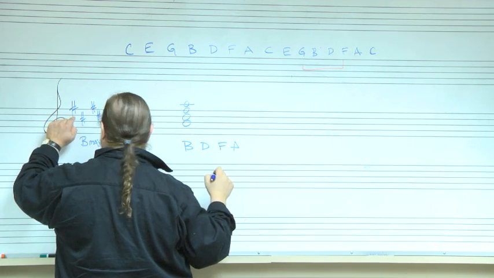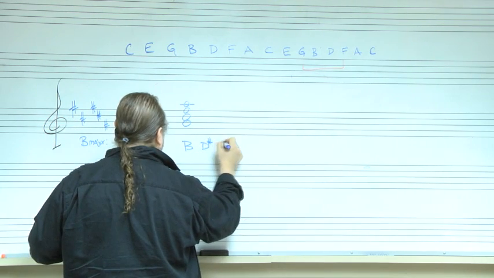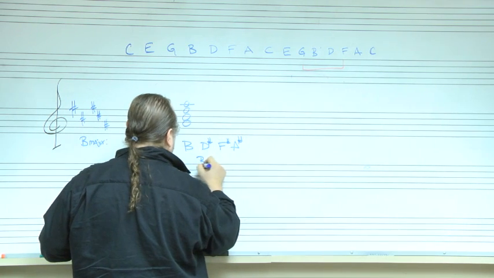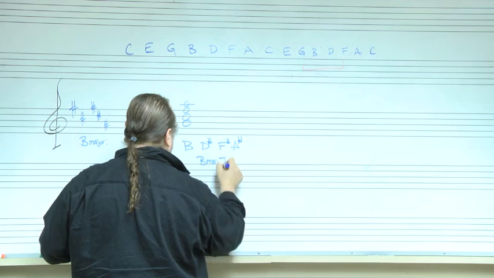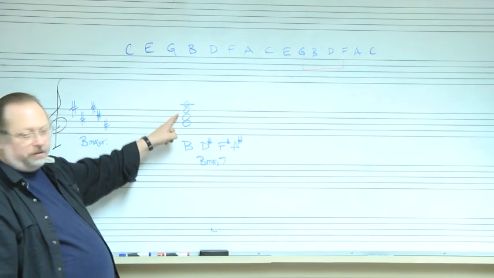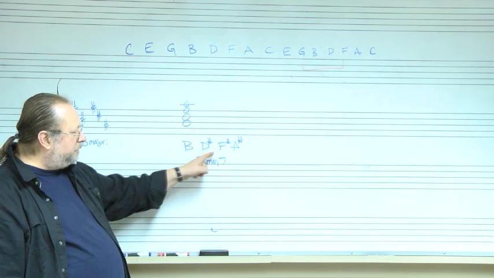And the flats and sharps would be B, D sharp, F sharp, and A sharp. That'd be a B major 7. Now, those are following the key signature here: B, D sharp, F sharp, A sharp.